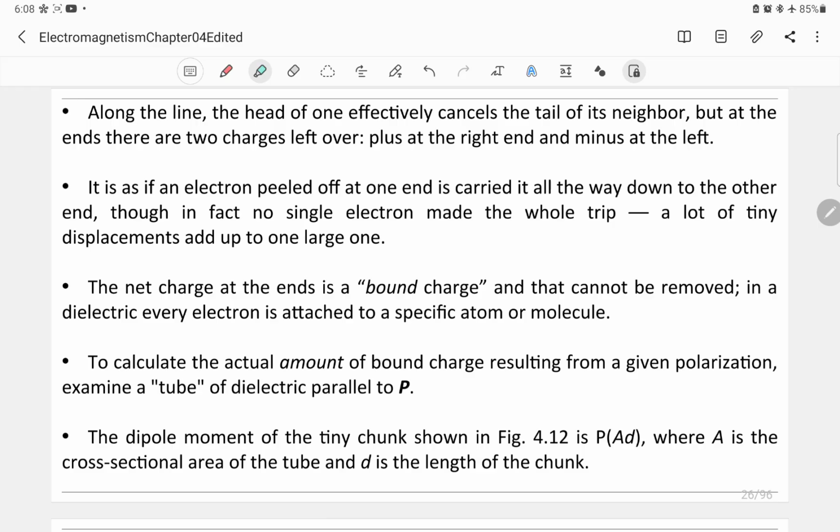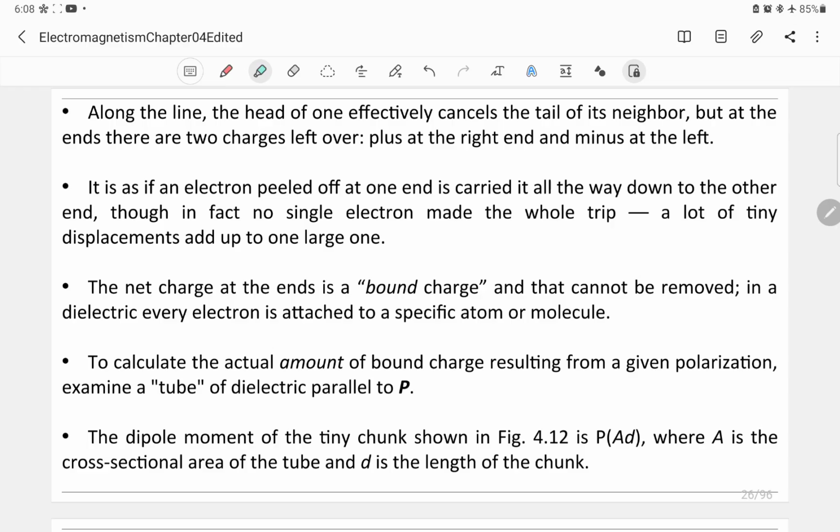The bound charges also cannot be removed from the material because all of the electrons are tied or attached to a specific atom. So you cannot, unlike the conductor where you can remove electrons from the surface of a conductor, or add electrons on the conductor. But for the case of dielectric, the electrons are just there. You cannot get them. So they are thus called bound charges.